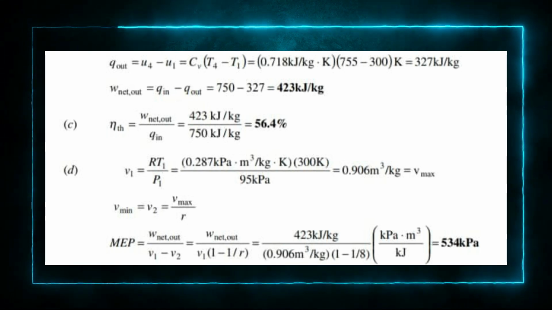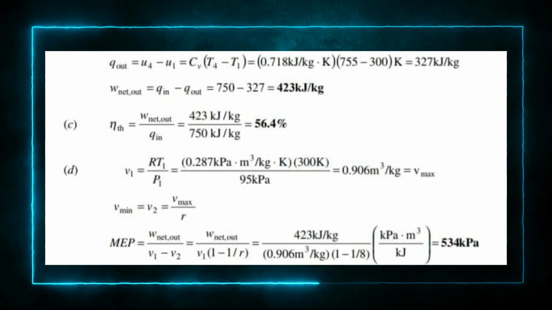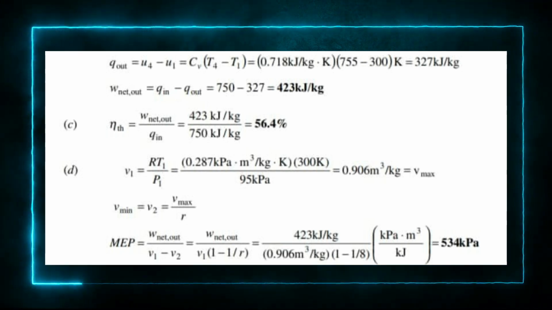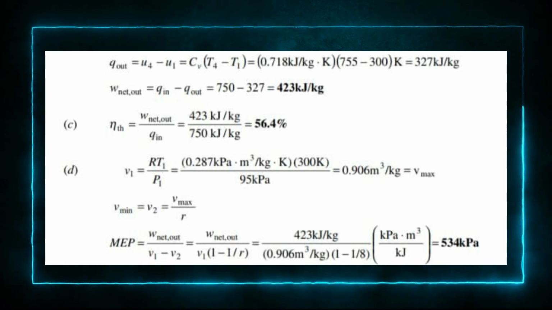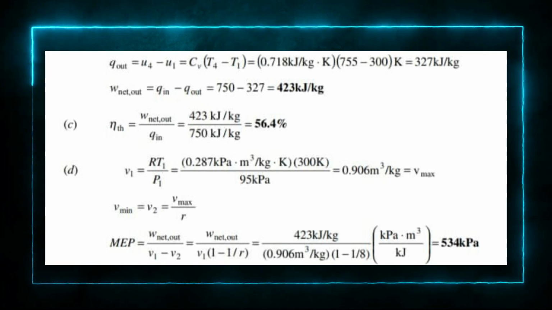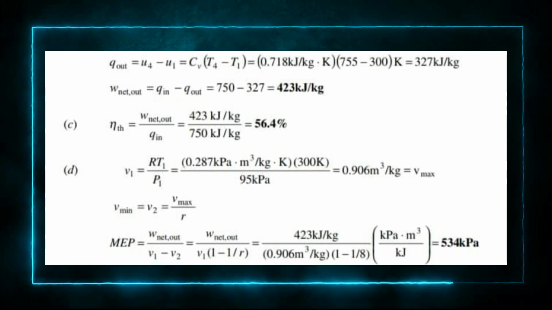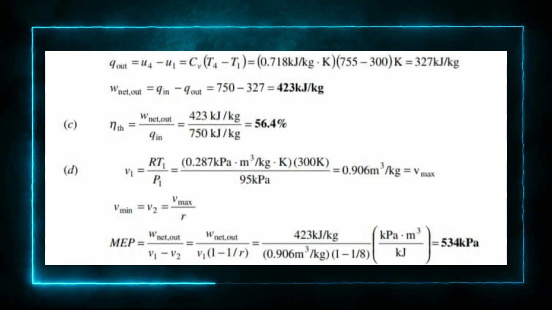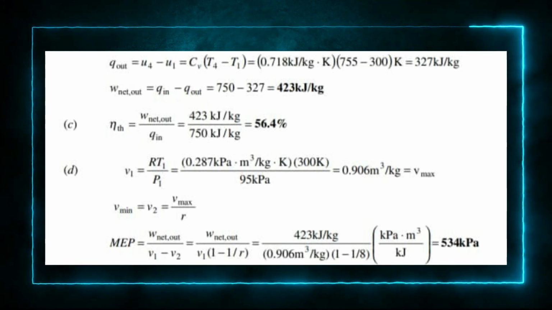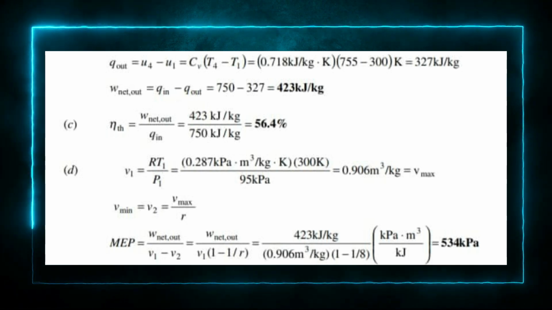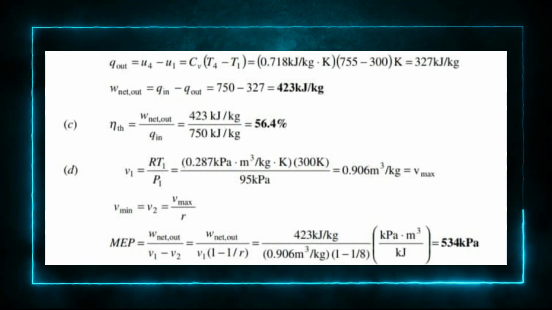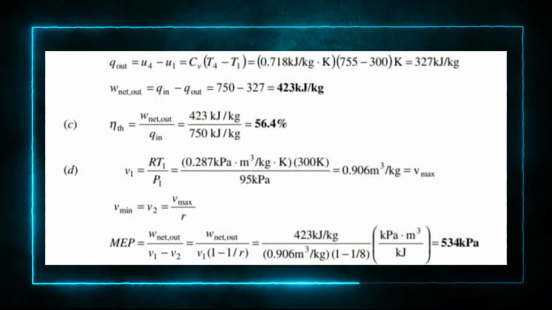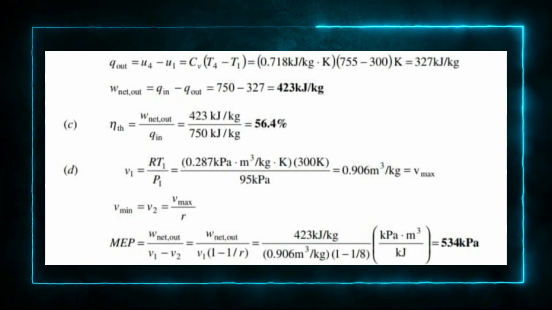In letter C, we follow the formula and substitute into 423 over 750, which equals 56.4%. Before we get the mean effective pressure, we need to get V1, and V1 is equal to 0.906 cubic meters per kilogram. Let's proceed to the mean effective pressure. Substituting the values into 423 over 0.906 times 1 minus 1 over 8, it equals 534 kPa.